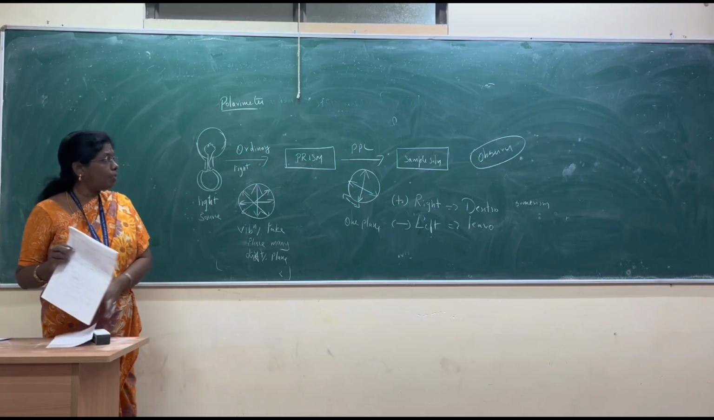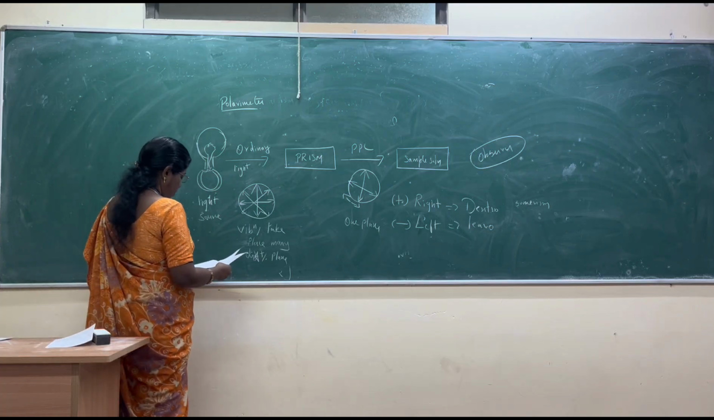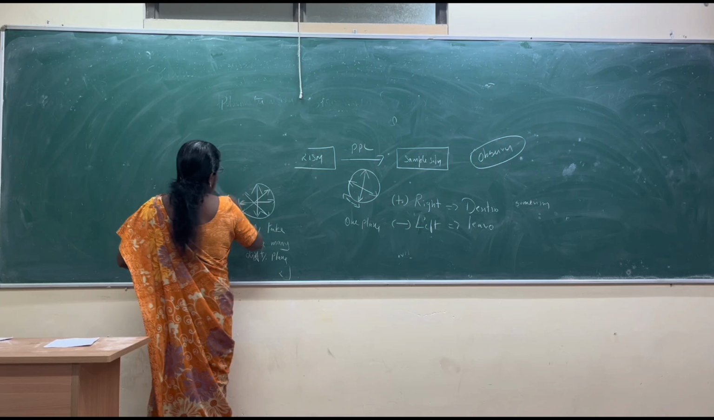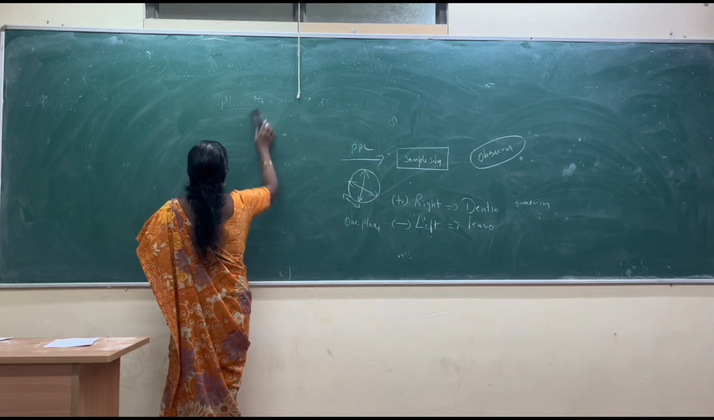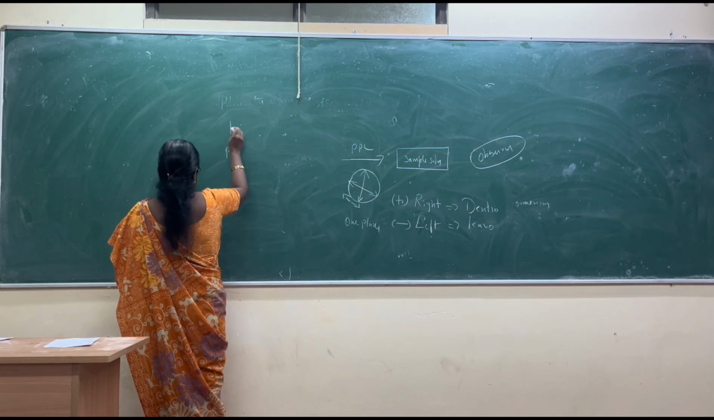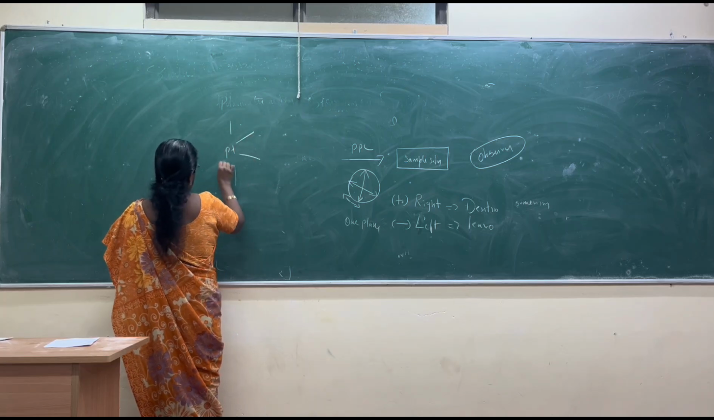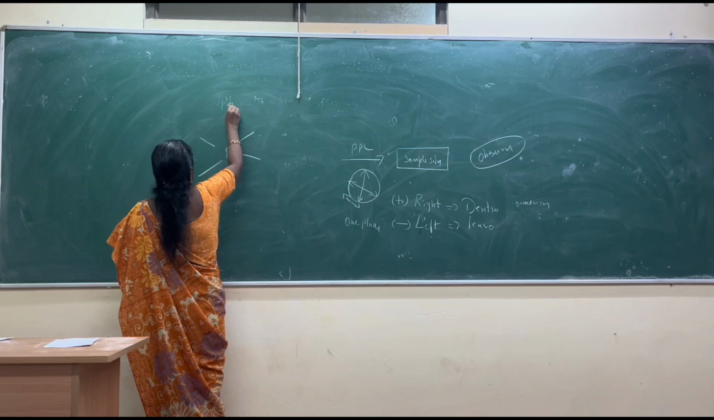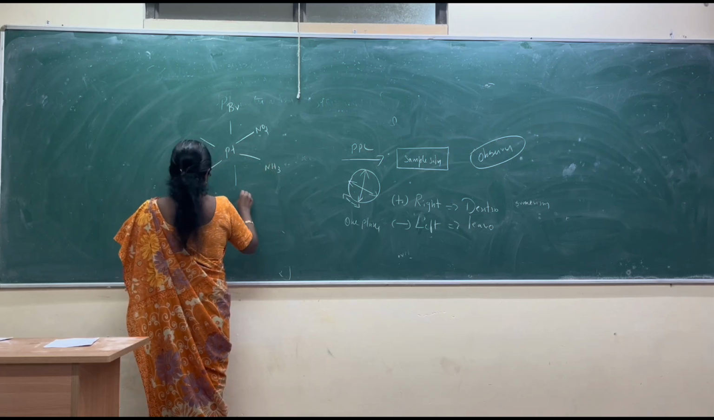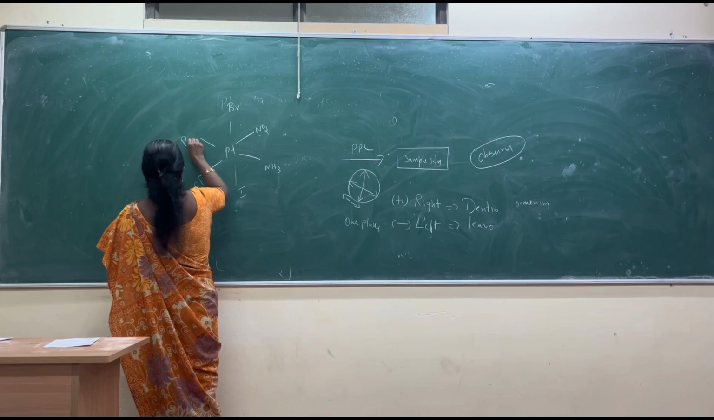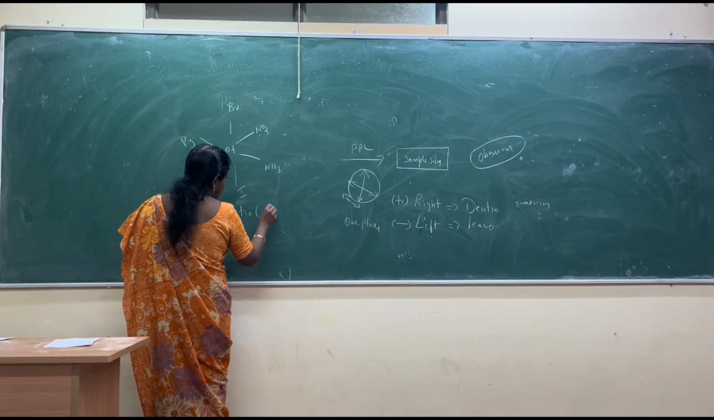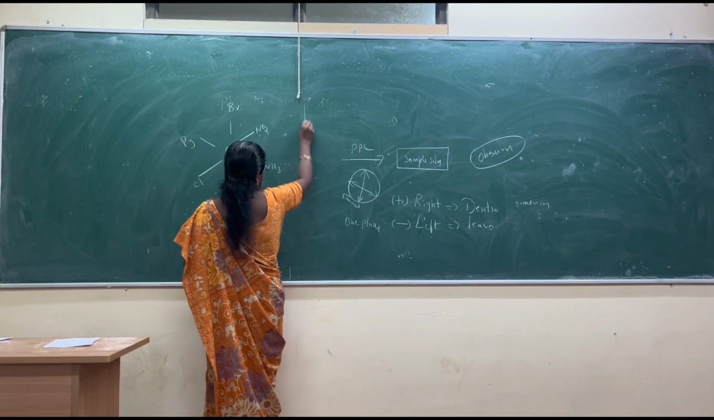So the example for optical isomerism is an optically active compound. This is for dextro. So dextro is a plus sign and it's a mirror image.